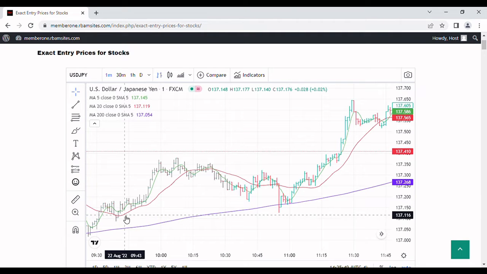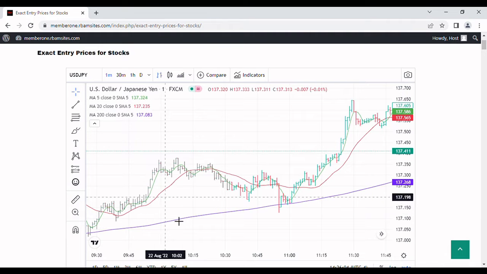Now keep in mind, right here, it's a guess if the 20 is sloping up. So maybe you'd want to wait and enter that trade here. Same thing, it's above the 5, the 20 is clearly sloping up. You could see that close and get in right there at 137.17, and you'd still make almost 15, 14 pips in very few minutes. What is that, 7 or 8 minutes we're talking about?